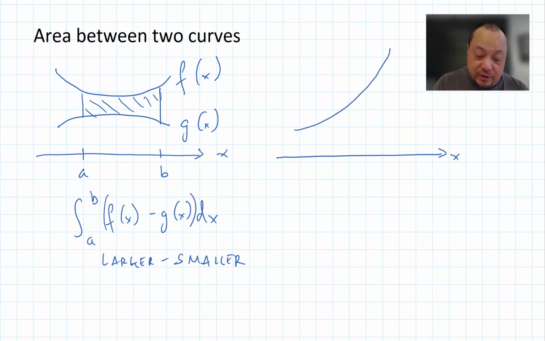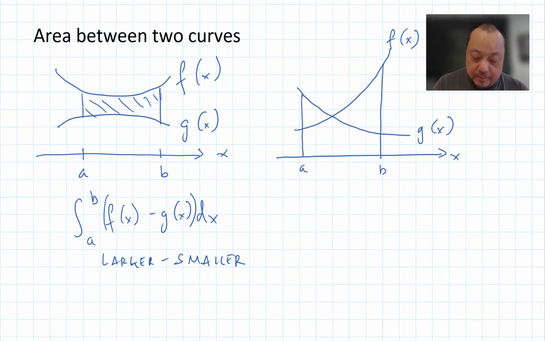Let's say that f(x) looks like this, and g of x looks like this. A is here, and b is here. Then if I do the integral from a to b of f(x) minus g of x, f(x) minus g of x would be upside down over here, and it'll be negative, and f(x) minus g of x would be positive here. And so, for example, this part here is negative.